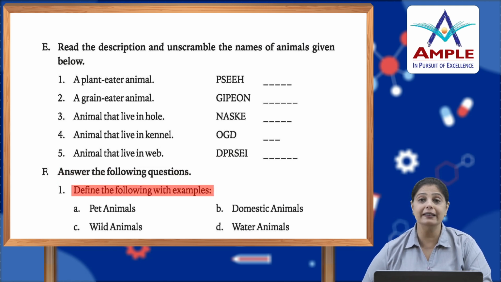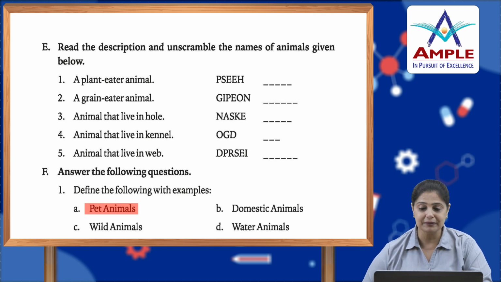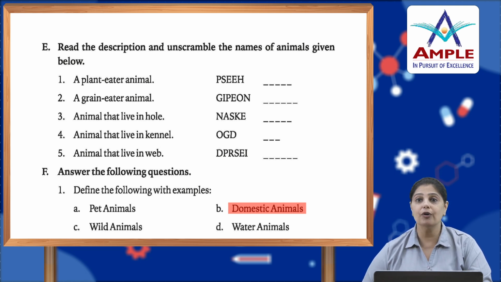Okay, so you have to define pet animals, animals that are kept inside the house for fun. Examples of pet animals are dog, cat. Domestic animals, animals that are kept at the farm. So you can write cow or goat. Wild animals, animals that live in the forest. So you can write lion, tiger, elephant.